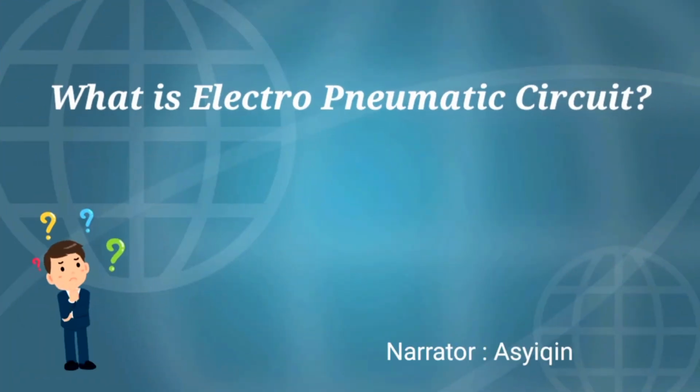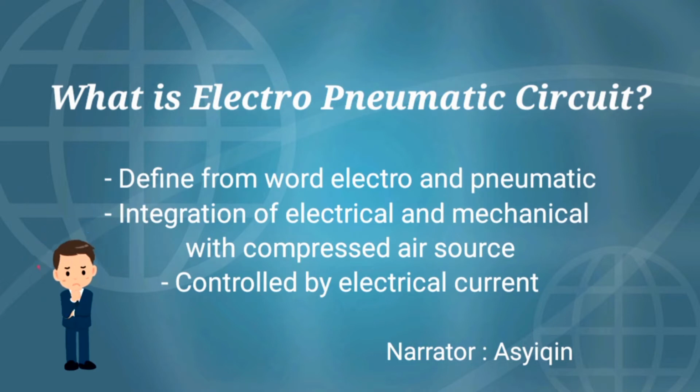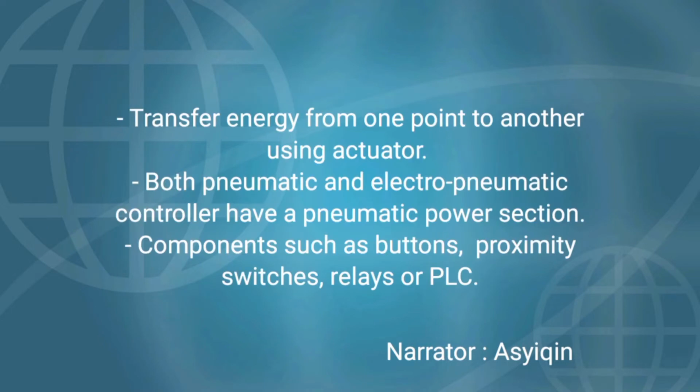What is electro-pneumatic circuit? The term electro-pneumatic is defined from the words electro, which means electrical, and pneumatic, which means air pressure. The electro-pneumatic equipment and system is an integration of electrical and mechanical components with a compressed air source. Electro-pneumatic is a pneumatic control system where air pressure and direction of valve are controlled by an electrical current.